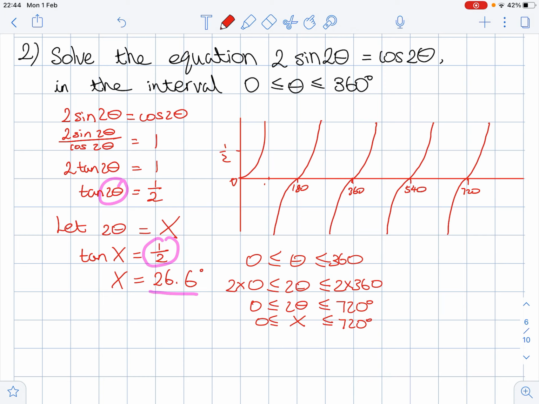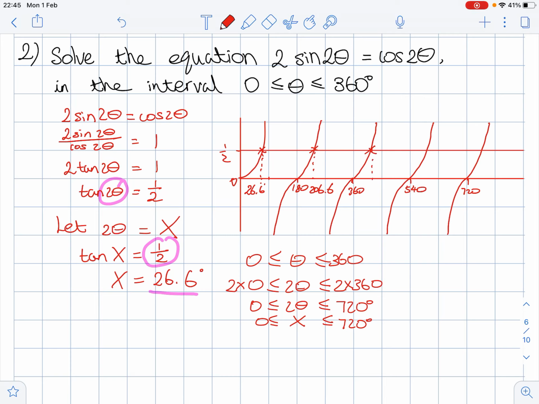So let's say this point is a half. So I'm interested in all those points here. So I know my first point here is 26.6. So it repeats every 180, so I'm going to add 180. So I know this point here is 206.6.